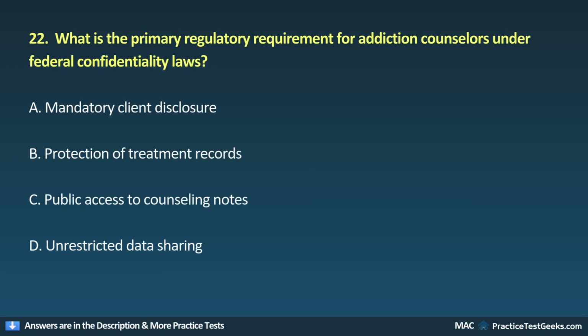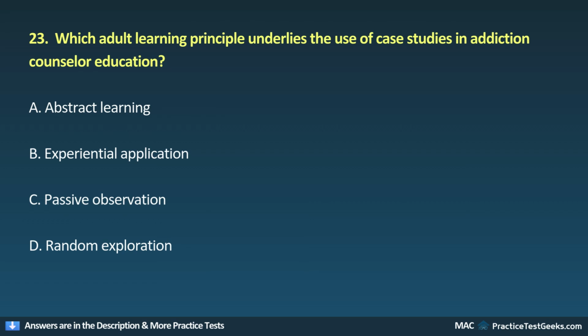22. What is the primary regulatory requirement for addiction counselors under federal confidentiality laws? A. Mandatory client disclosure. B. Protection of treatment records. C. Public access to counseling notes. D. Unrestricted data sharing.